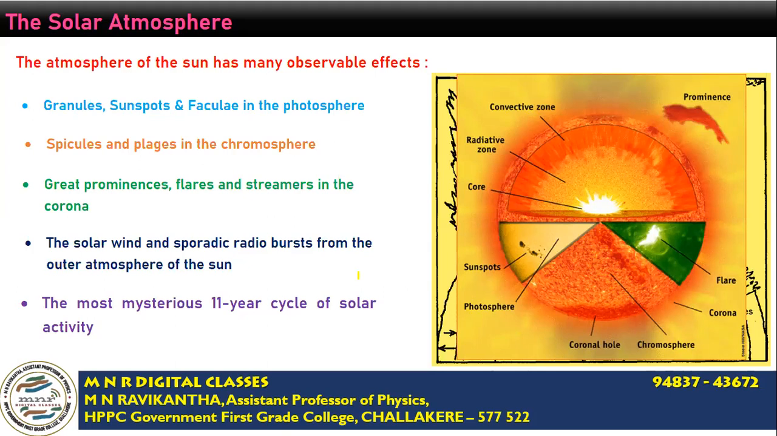This figure represents the sunspots, then coronal holes, solar flares, prominences, etc. We are not going to discuss these mechanisms in detail. A detailed discussion of these mechanisms is beyond the scope of this lecture.